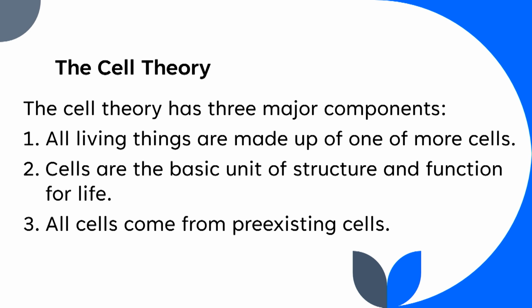Number 2 of the cell theory says cells are the basic unit of structure and function for life. So when it comes to being alive, it doesn't get any smaller than a cell. You can't go smaller than a cell and still find something that is alive. So cells are as small as it goes when it comes to being alive. Lastly, all cells come from pre-existing cells. Okay, so those are the 3 parts of the cell theory.